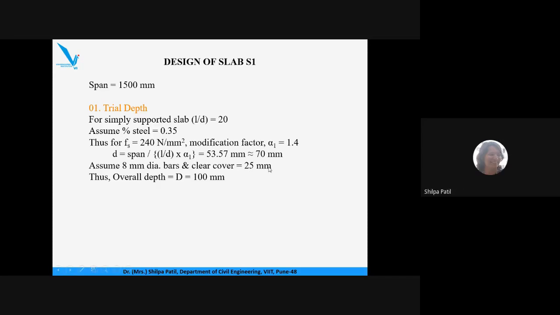So I have to add 29 to this 70 mm value, the effective depth, to find out the overall depth. So 70 plus 29 is around 99. So I am providing here the overall depth of 100 mm. Okay, are you getting how to calculate the depth value of the slab?